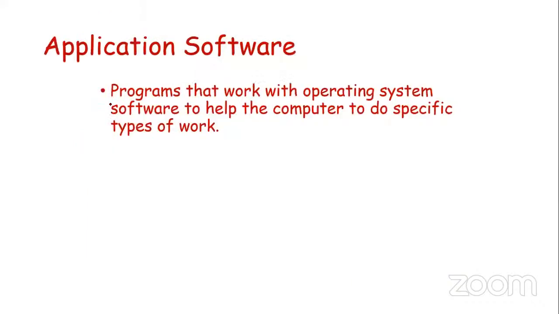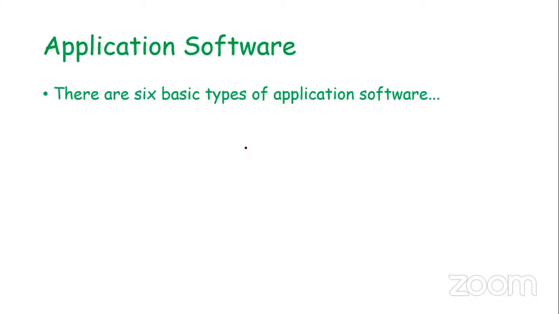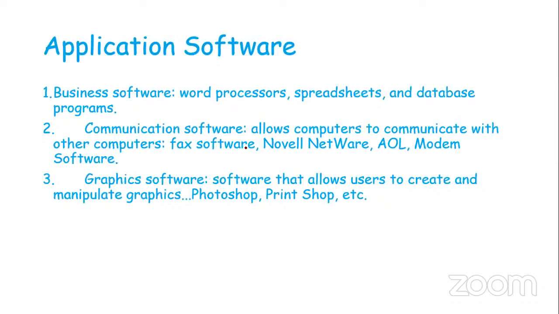An application software is a program that works with operating system software to help the computer do specific types of work. So it's a specific software that is only used for a particular type of activity. There are six basic types of application software. Number one, we have business softwares such as word processors, spreadsheets, database programs. So basically your Microsoft Office is your business software.